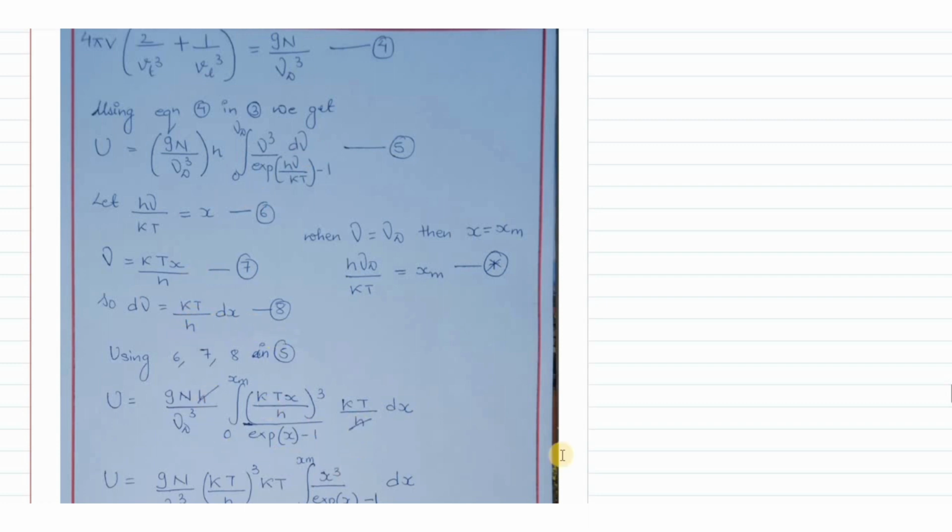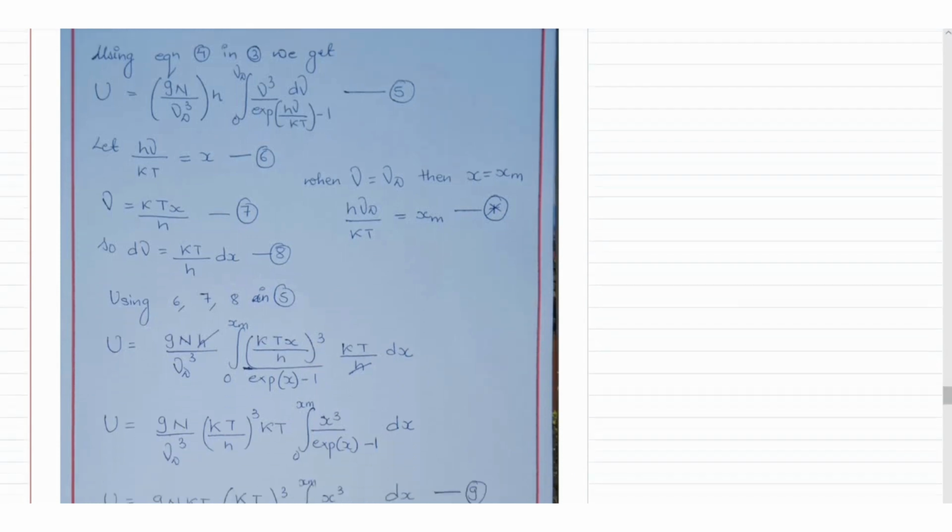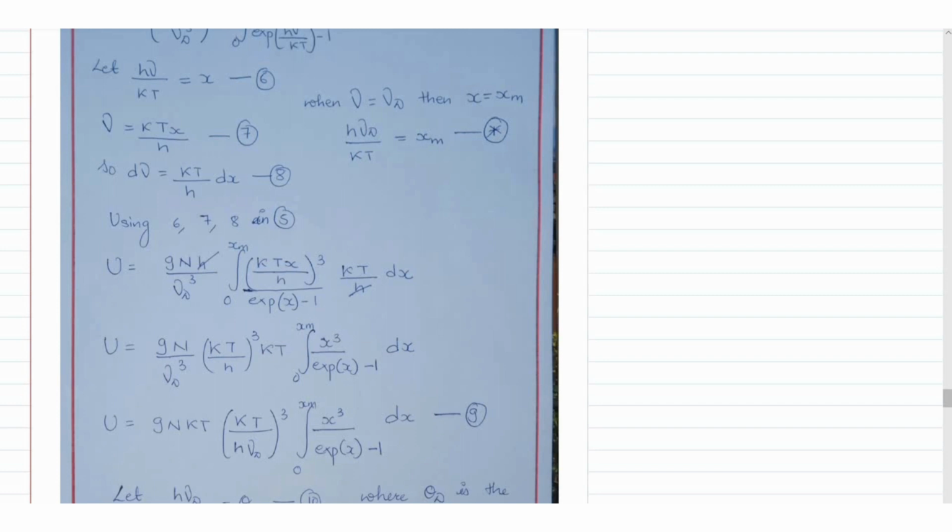So this h and this h get cancelled out. So U is equal to 9N by nu_D cubed, (kT by h) cubed kT, integral from 0 to x_m of x cubed by exponential x minus 1 dx. Here we can take this kT by h outside. This is a constant term. This is also a constant term, so we took it outside. So U is equal to 9N kT into (kT by h nu_D) cubed, integral from 0 to x_m of x cubed by exponential x minus 1 dx. This is our equation number 9.